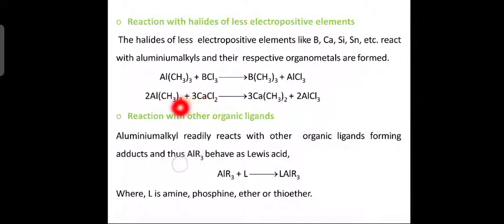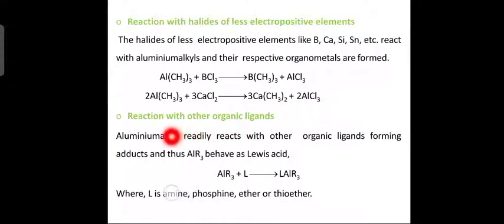Similarly, trimethyl aluminum combines with calcium chloride. Same type of reaction. Calcium will combine with 2 methyl groups giving dimethyl calcium. Why? Because calcium valency is 2, therefore it will combine with 2 methyl groups. Boron valency is 3, so it combines with 3 methyl groups. So that depends upon the valency. So trimethyl aluminum combines with calcium chloride giving dimethyl calcium and aluminum chloride.